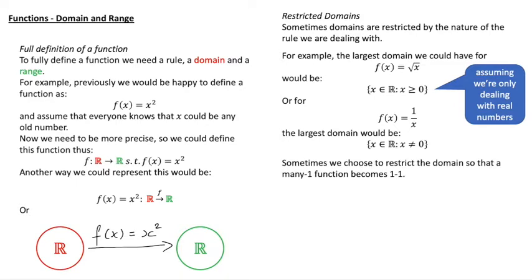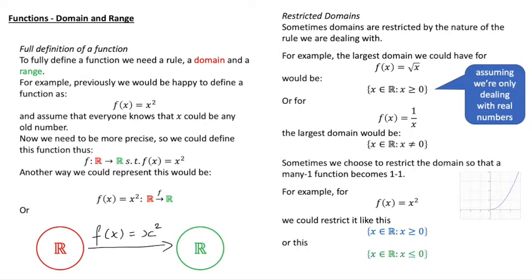Sometimes we might choose to restrict the domain so that a many-to-one function becomes one-to-one. A good example of this is if we have f of x equals x squared, we could restrict it to x is a real number but greater than or equal to 0, in which case we would have the function looking like this. Or we could have it as x less than or equal to 0, and then we'd get the left-hand portion of the x squared curve, if you like.